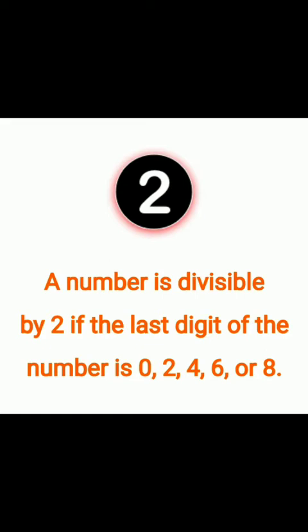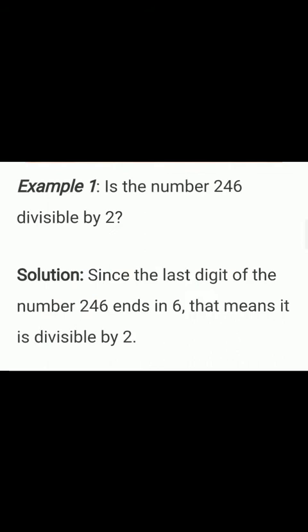The divisibility test for 2. A number is divisible by 2 if the last digit of the number is 0, 2, 4, 6 or 8. Example number 1. Is the number 246 divisible by 2? Since the last digit of the number 246 is 6, that means it is divisible by 2.